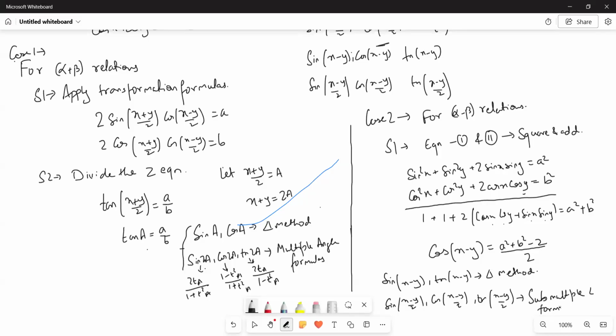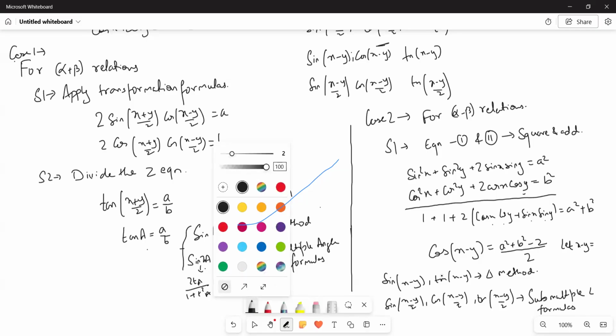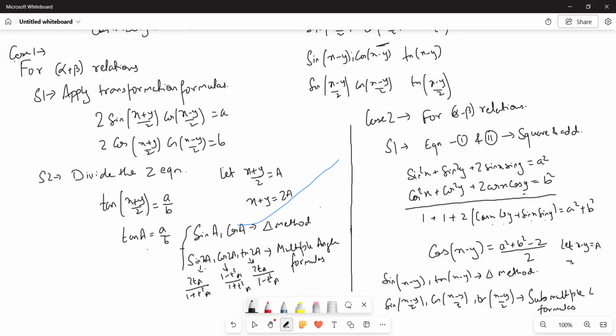Submultiple angle formulas. Because essentially, just like we did in the previous part, in this case we'll take x minus y as 2b and x minus y by 2 will end up becoming b. Or you could also do it as this. We can just take it as an angle A, and then x minus y by 2 will become a by 2. So this goes towards submultiple angles, because we have to go from a to a by 2. Is everyone clear on this?